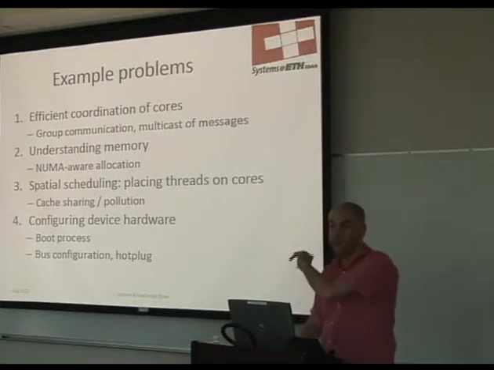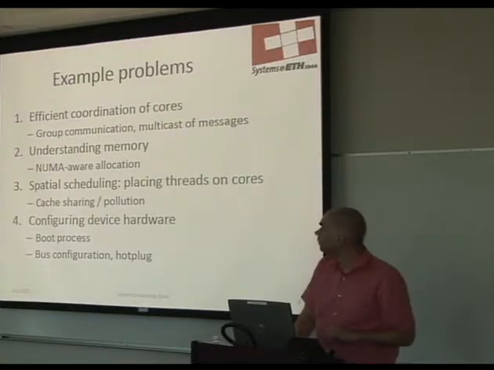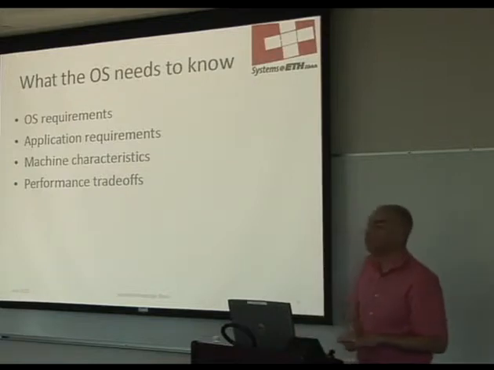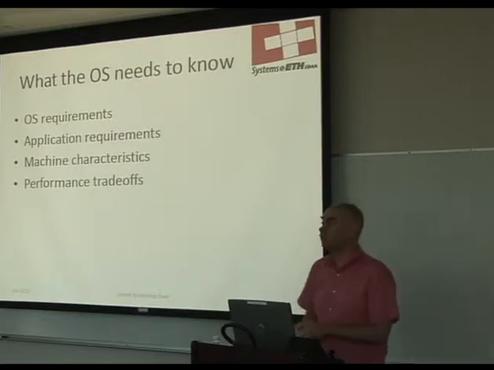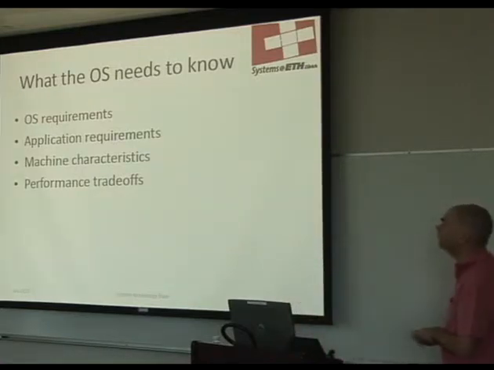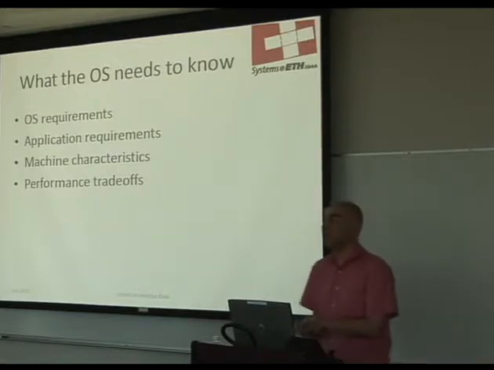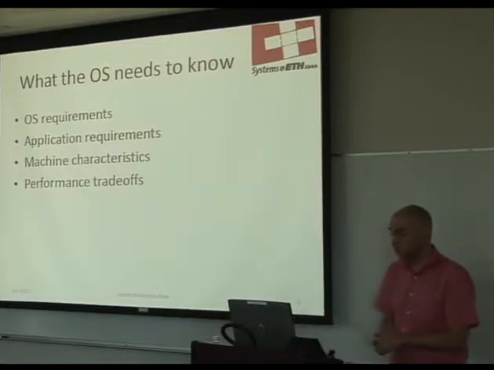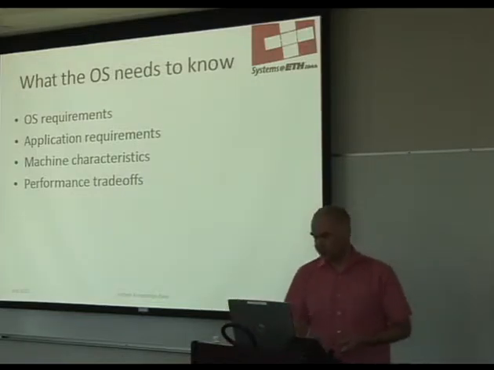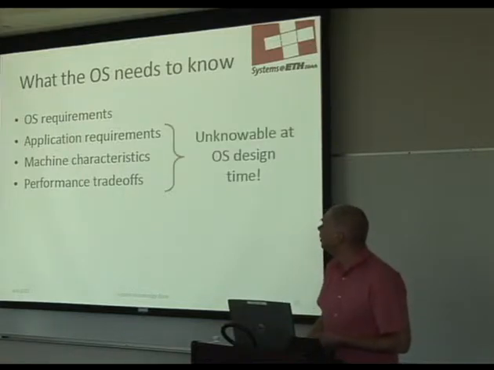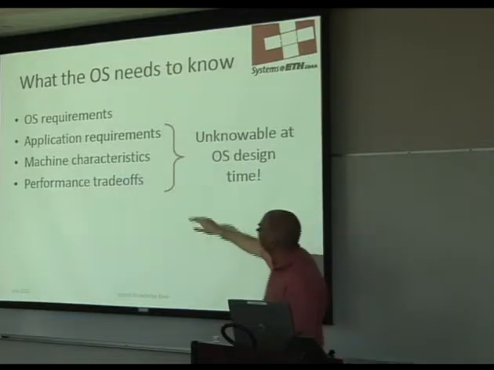So what does the operating system need to know to deal with these kinds of problems? Right? So the operating system needs to know what its own requirements are in terms of performance and policies the operating system needs to enforce. It needs to know what sort of application requirements there are. It needs to know what the machine looks like, hopefully in as detailed a way as possible, and it needs to know what the particular performance trade-offs the machine gives you actually are. And the problem we have is that we don't know these when we design the operating system. We might know what the operating system requirements are, we don't really know what the application requirements are, in particular we don't know what the machine characteristics and performance trade-offs are.